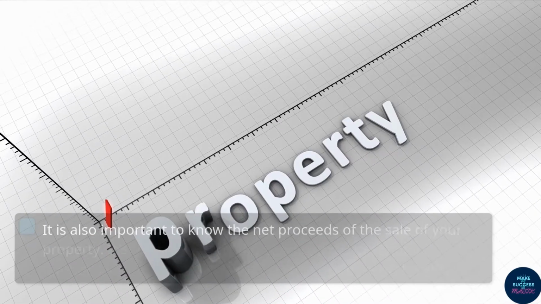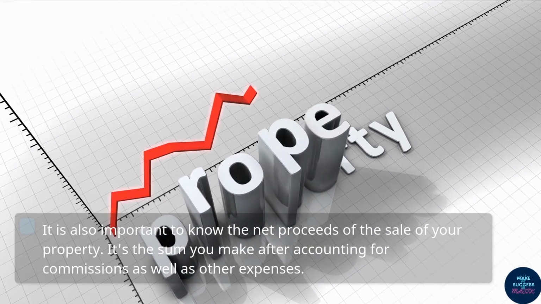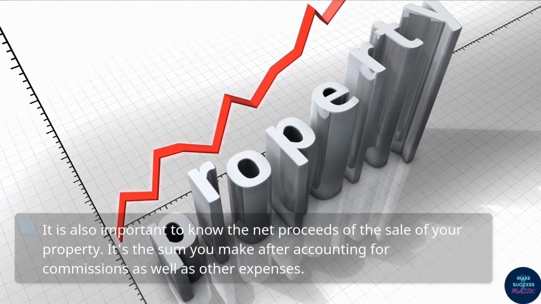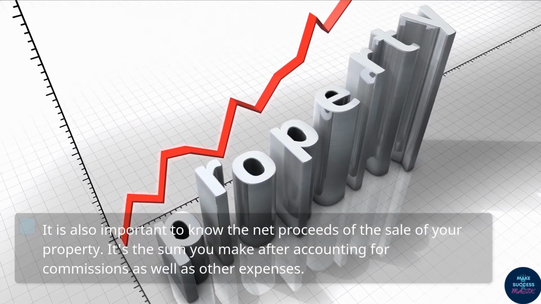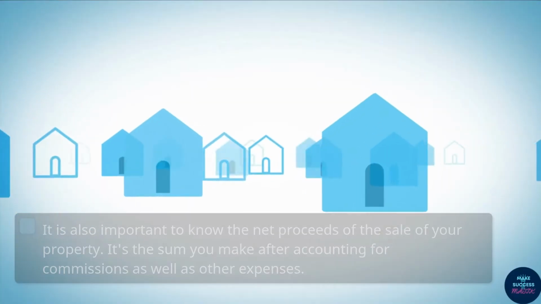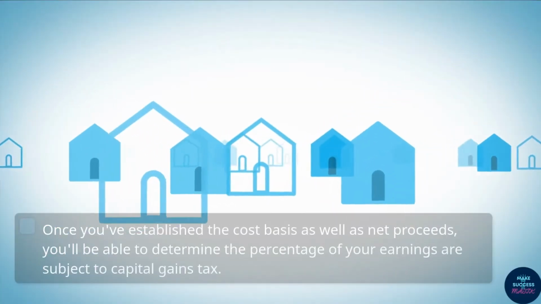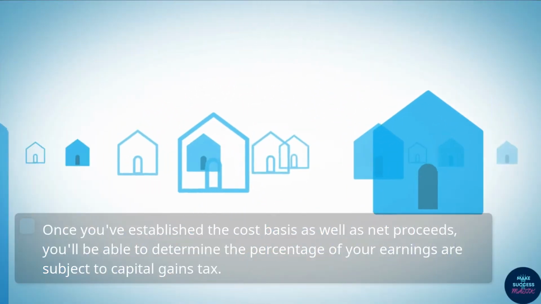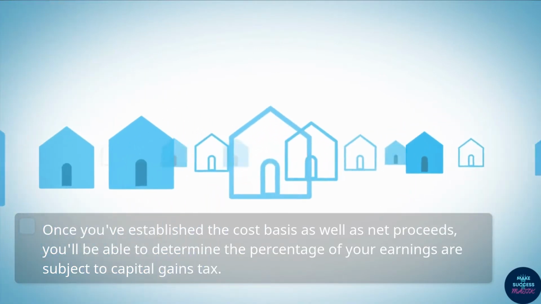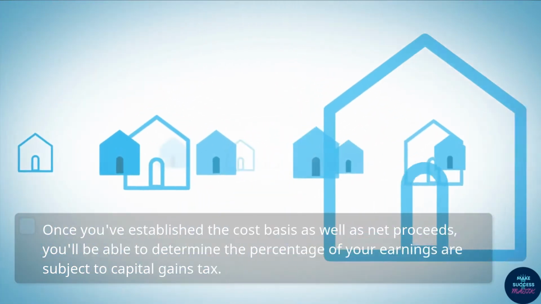It is also important to know the net proceeds of the sale of your property. It's the sum you make after accounting for commissions as well as other expenses. Once you've established the cost basis as well as net proceeds, you'll be able to determine the percentage of your earnings that are subject to capital gains tax.